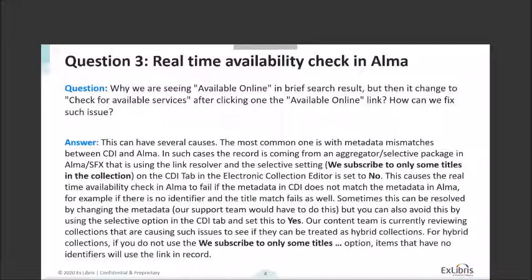Our content team is also currently reviewing collections that are causing such issues to see if they can be treated as hybrid collections. That's what I mentioned before for ProQuest Central, that we're checking if we can convert this into a hybrid collection. For a hybrid collection, if you do not use the resubscribe to only some title options, items that have no identifiers will use the link in record and not the link resolver. And that also means that there is no real-time availability check here.